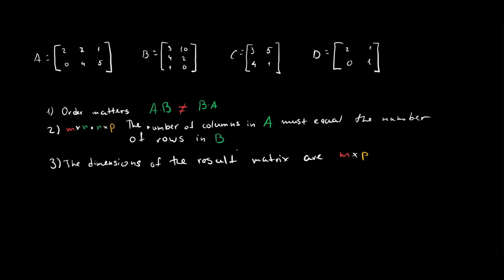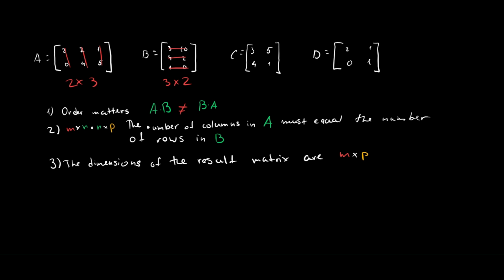The second rule that we have is the number of columns in matrix A must equal the number of rows in matrix B. What it means basically, matrix A has 2 rows and 3 columns, so the dimension is 2 by 3. And matrix B has 3 rows and 2 columns. So the number of columns in matrix A should equal the number of rows in matrix B. If those numbers are equal, we can multiply those two matrices.